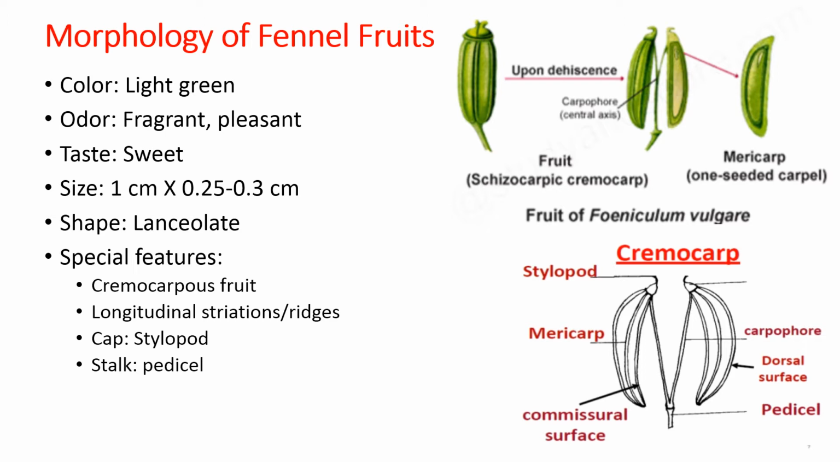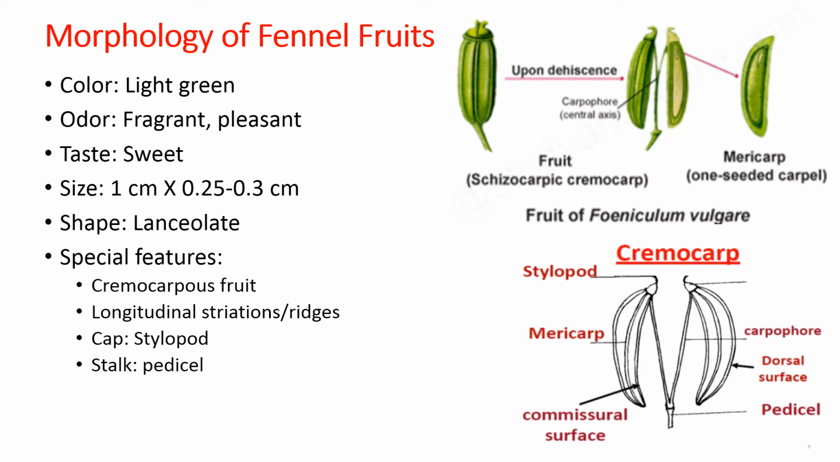Now these ridges are made up of vascular bundles. There is a major ridge called the primary ridge, and there are two secondary ridges adjacent to the primary ridge. These are the longitudinal ridges we can see in the picture. The cap-like appearance on the top is known as stylopod, and most fennels have this pedicel, which is the branch of the flower and which remains even after the formation of fruit.